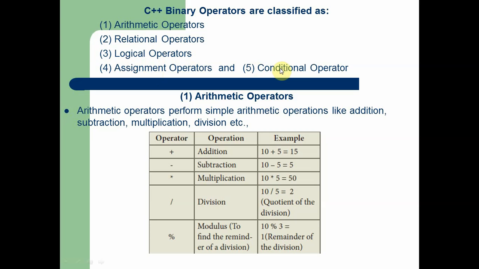All these operators come under binary because all of them require two operands. So bi means two, and a binary operator means the operator which works on two operands. Here, very simple: the arithmetic operator is the operator which does addition, subtraction, multiplication, division, etc. For example, you can see plus for addition, minus for subtraction, asterisk for multiplication, slash for division, and this is the percentage.